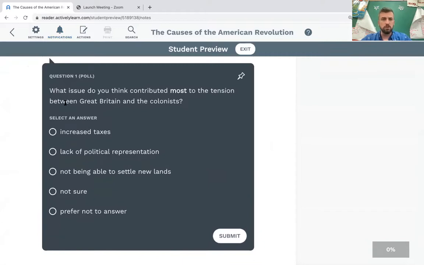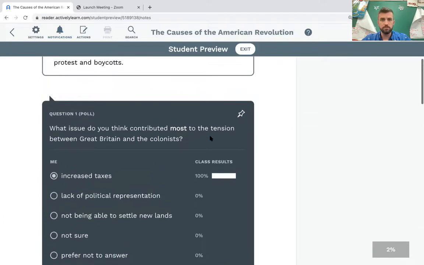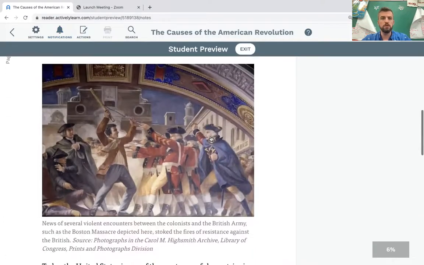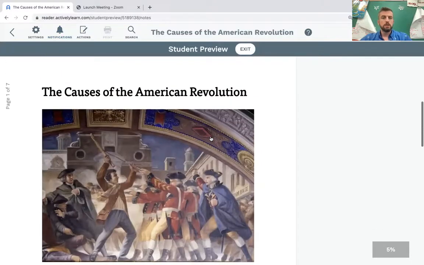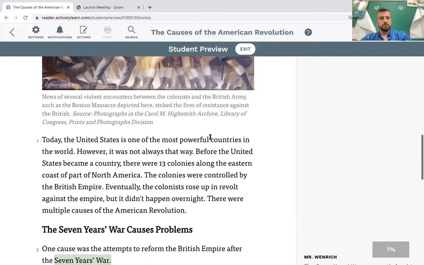Okay, so what issue? This is literally the article. What issue is there? All right, one of these. I hope you say that. Okay, so once you've got the poll question down, here's the article. Causes of the American Revolution.